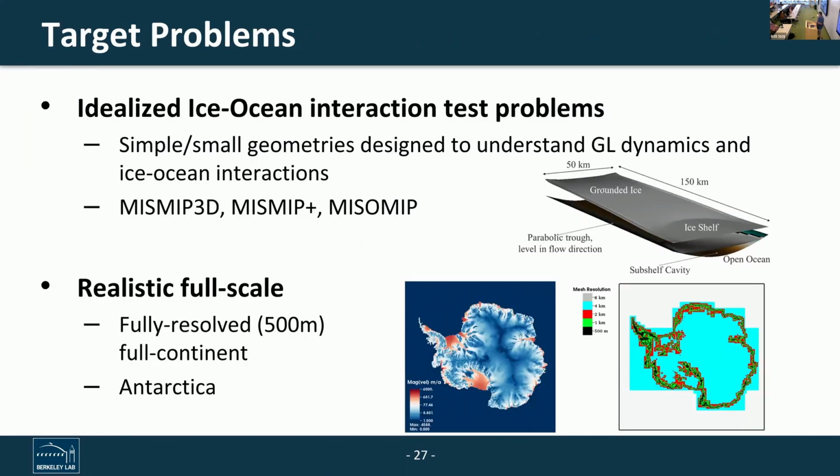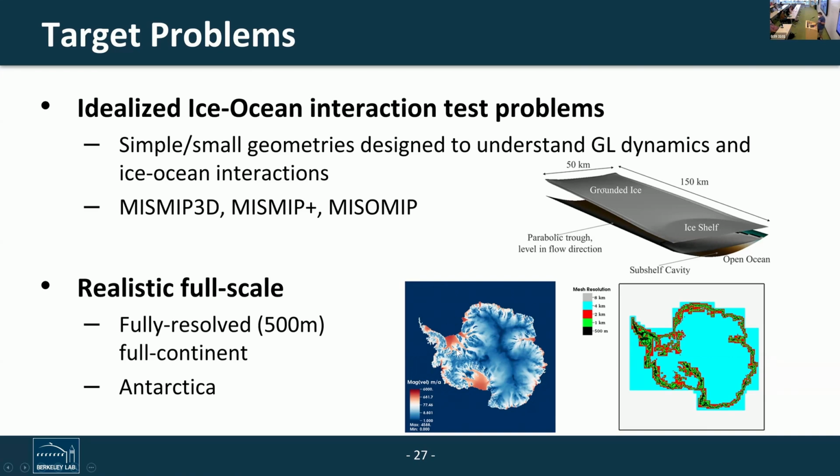So we're going to look at two different types of test problems. The first is very simple: there's a whole set of idealized problems you want to do to understand the basic dynamics. They tend to look like the scale of a single ice stream, and they're very, very regularized and idealized. But then we also want to do the full Antarctica. We actually want to solve real problems.